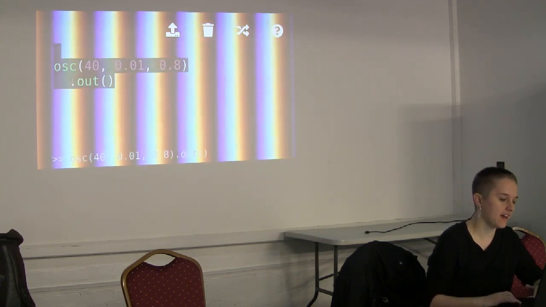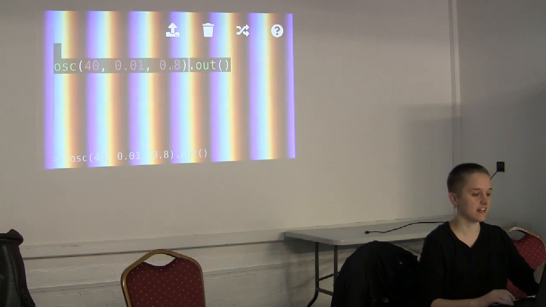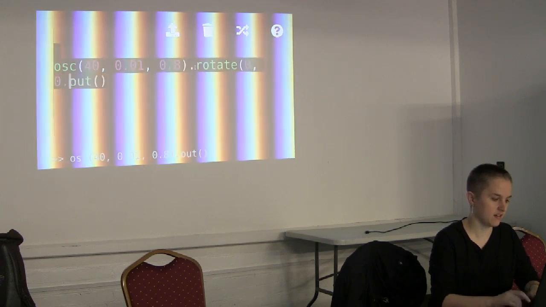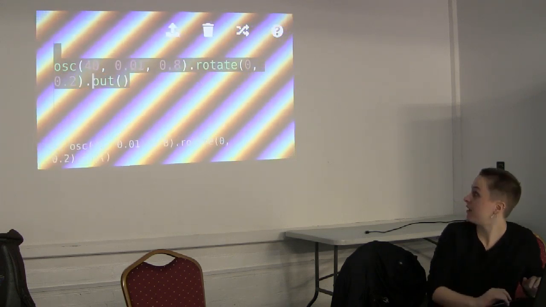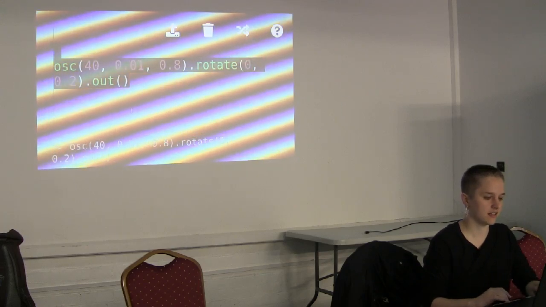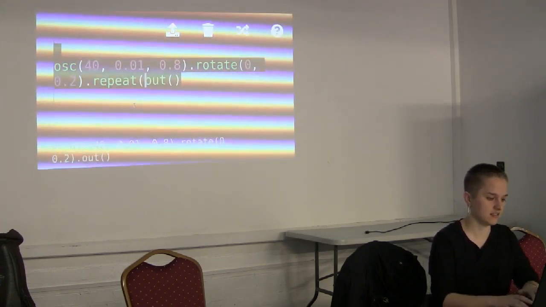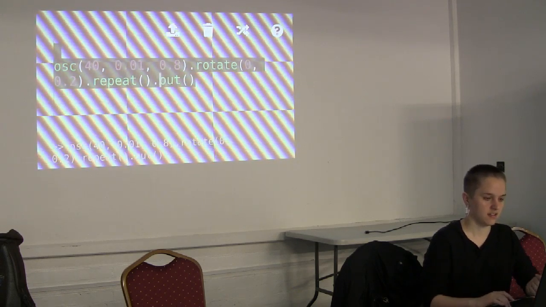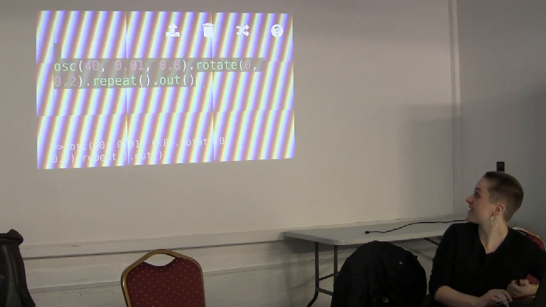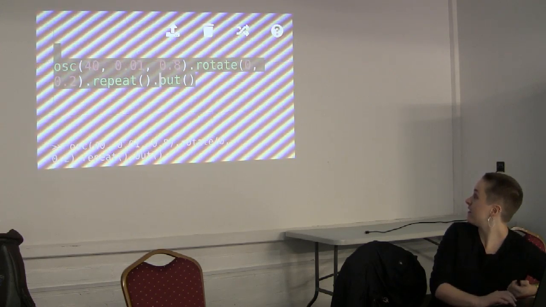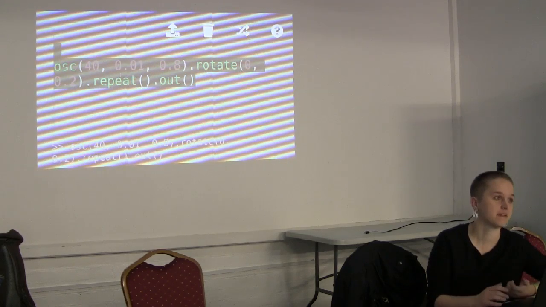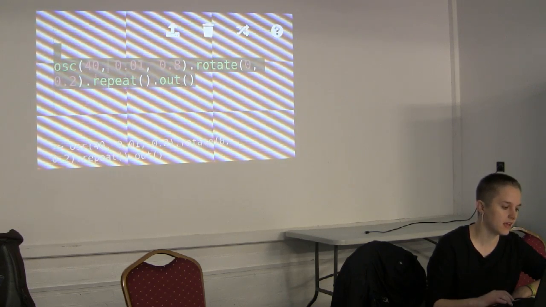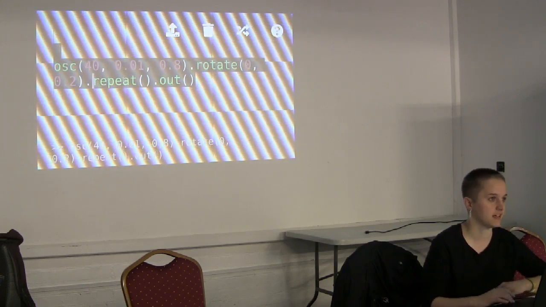And then I could add. So I've created an oscillator. Now I could add more things to it. So I could say rotate. I could add a repeat. And so here I'm creating an oscillator, I'm rotating it by a certain amount and a certain speed, and then I'm repeating it also. Or another one I could do could be a kaleidoscope.